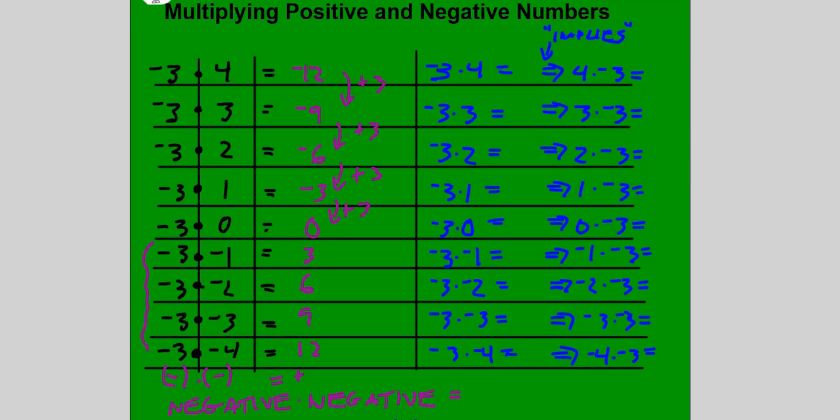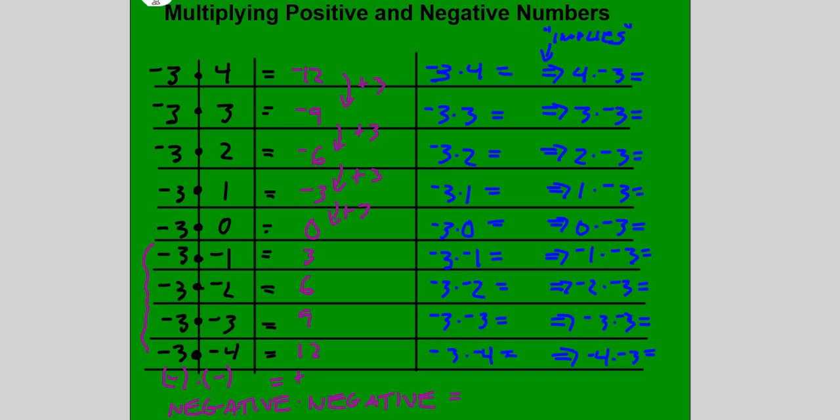Okay? So then if we swap the numbers, which you're allowed to do in multiplication, negative 3 times 4 is 12... 4 times negative 3 is negative 12. Negative 3 times 3 is negative 9. 3 times negative 3 is negative 9. Negative 3 times 2 is negative 6. 2 times negative 3 is negative 6. Negative 3 times 1 is negative 3. 1 times negative 3 is negative 3. Negative 3 times 0 is 0. 0 times negative 3 is 0.